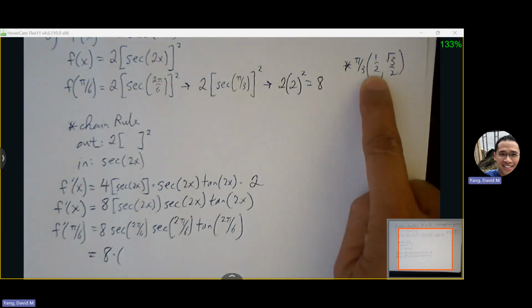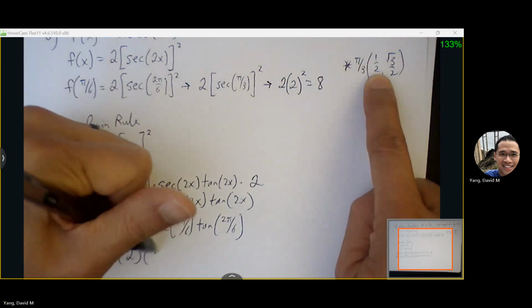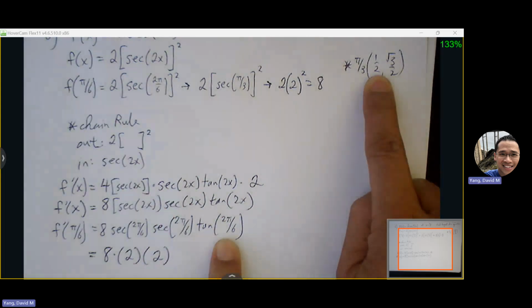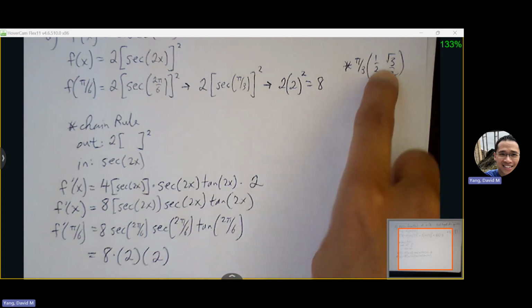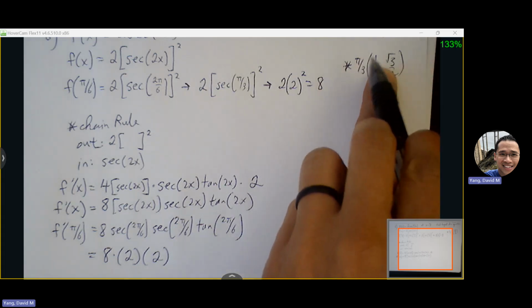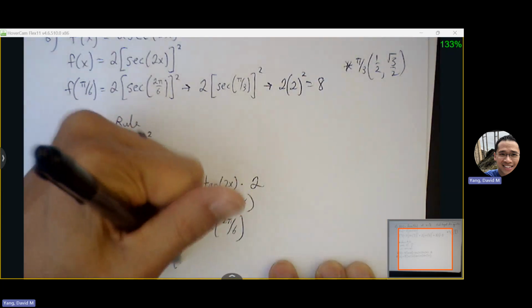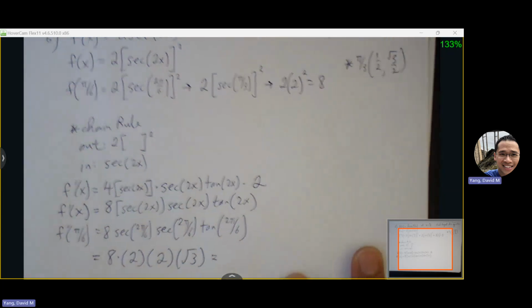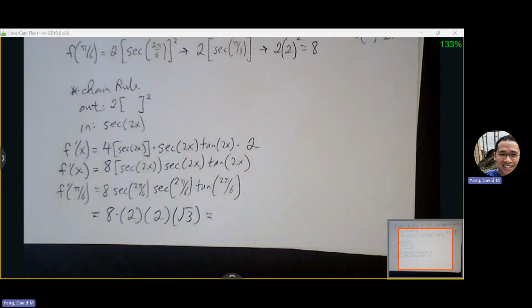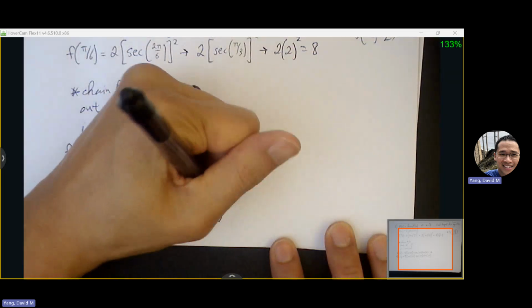So secant is the reciprocal of cosine. If cosine is 1/2, then secant would be 2. And tangent is y over x, root 3 over 2 divided by 1/2. I can just cover up the 2's, I know the 2's cancel out. Just look at the numerator. I get y is root 3, x is 1, root 3 over 1 is just root 3. So 8 times 2 times 2, 32 root 3 is my slope.